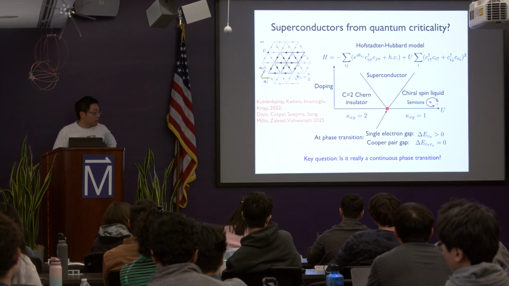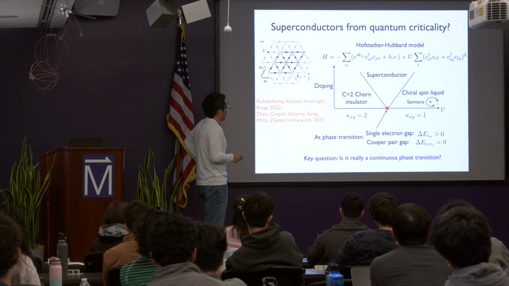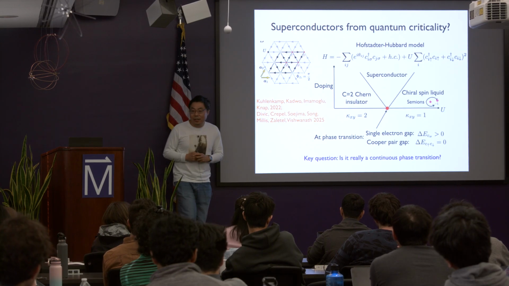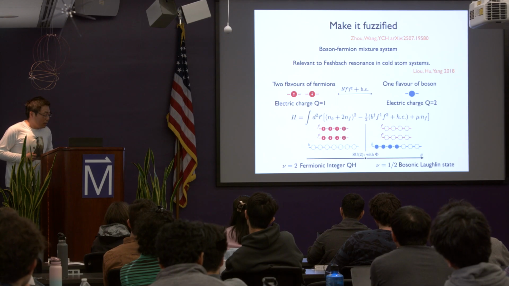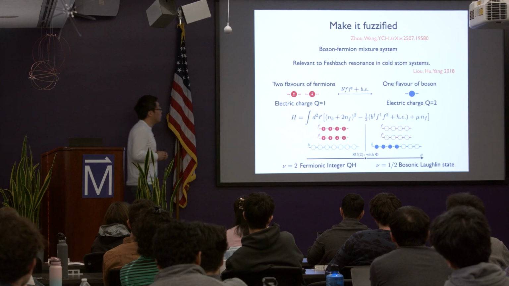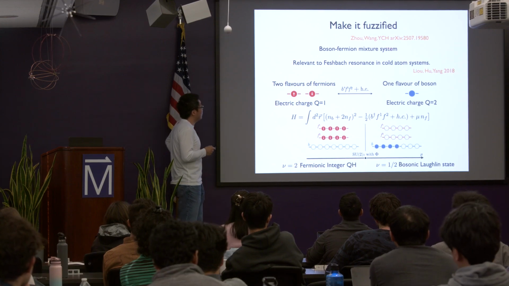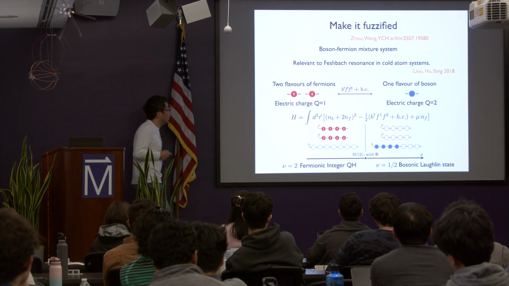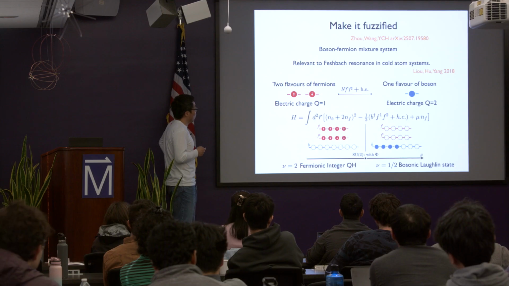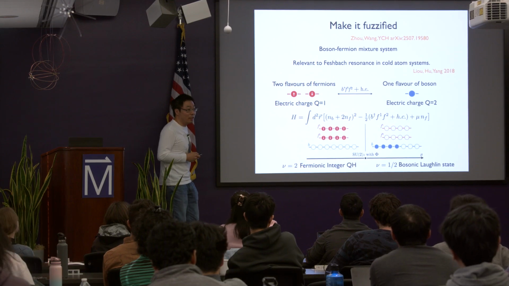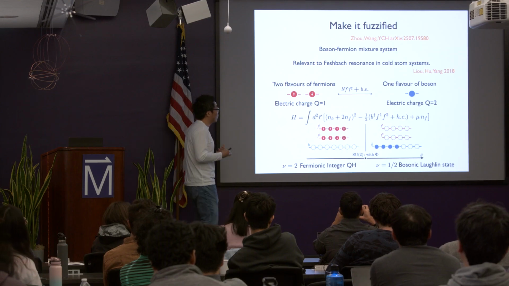But the key question for this beautiful story is whether this phase transition is really a continuous phase transition. This is a problem that we can tackle using this fuzzy sphere approach. What we need to do is consider this boson-fermion mixture system, and indeed this type of model has been studied by one of the organizers, Kun Yang, in the context of cold atoms.